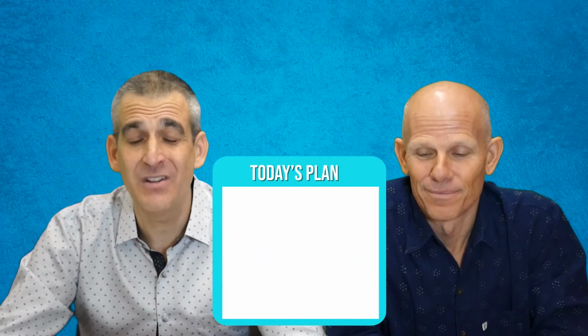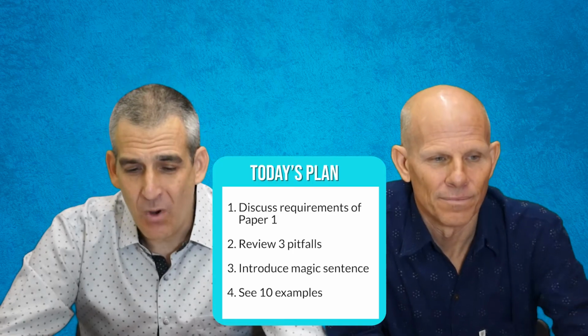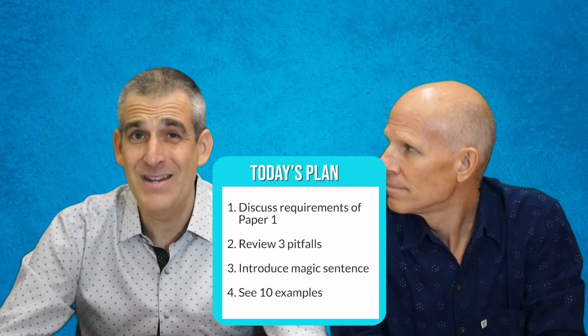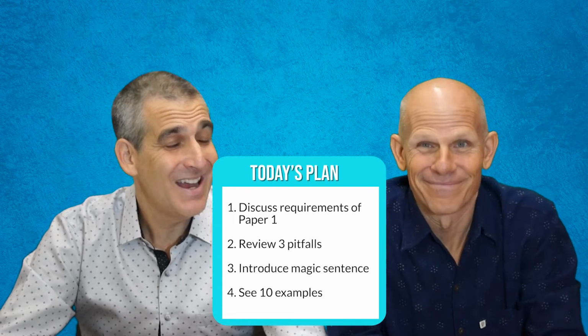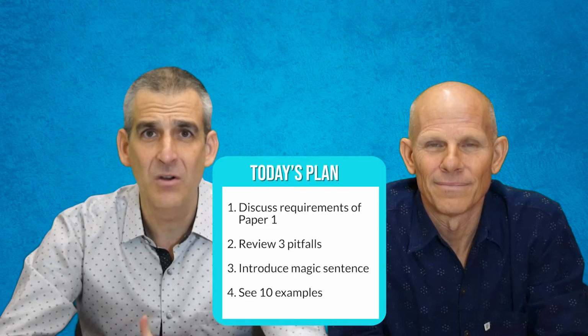Here we go. Our preview for today is as follows. We're just going to remind you of a couple of the requirements of paper one, and then we're going to talk about 3 pitfalls to avoid when thinking about analysis in your IB work. We're then going to introduce the magic sentence, and then we'll give you 10 concrete examples that link to our previous video where we looked at the opening passage of a play, Death and the Maiden. And you are going to love the magic sentence, folks.